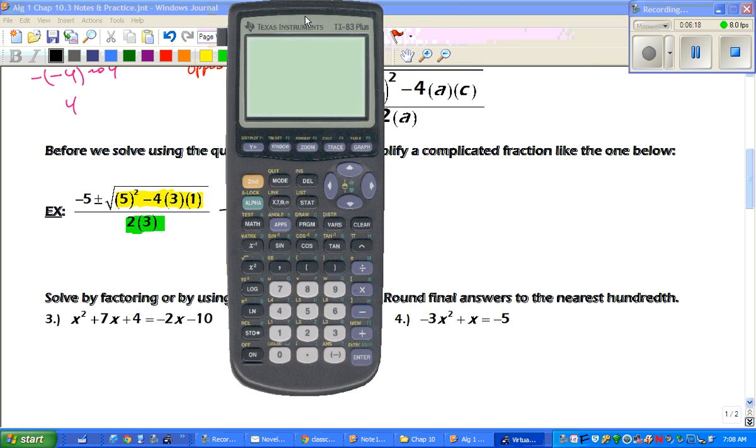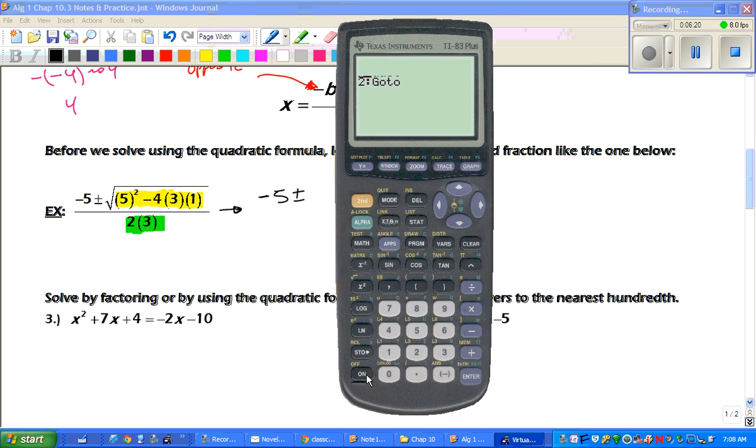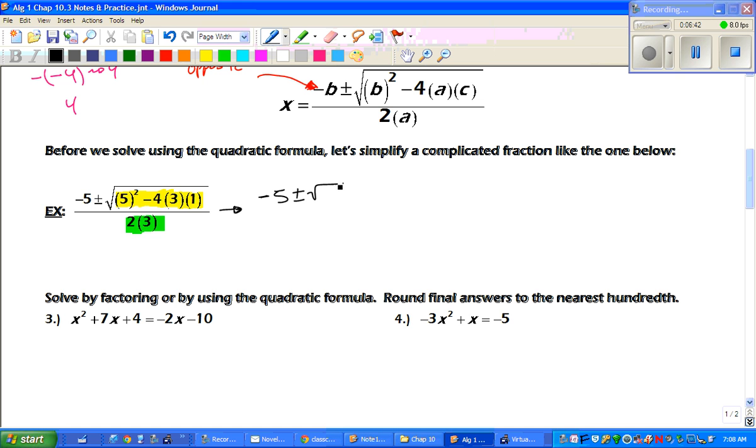Now, you can do this in your calculator, the top part, but you have to be very careful how you type it in. If it's in parentheses, I would always keep it in parentheses. So it's 5 squared minus 4 times 3 times 1. That's going to give us an answer. So that is the square root of 13, all divided by 2 times 3, which is 6. And now we're going to deal with that plus or minus.